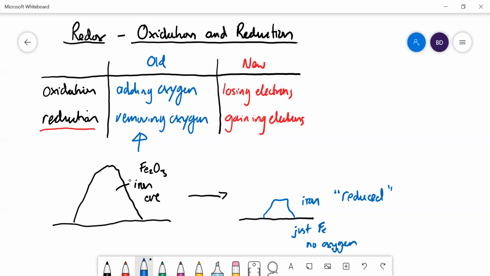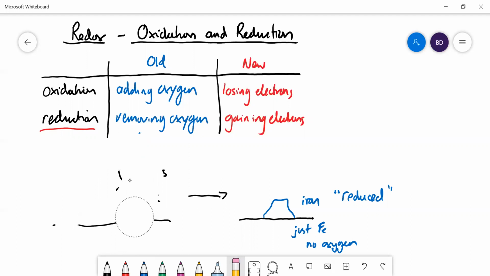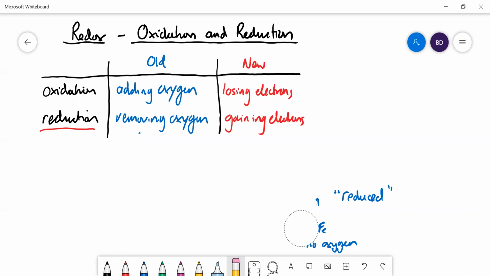I always used to think, why don't they just call it deoxidation instead of this stupid word reduction? But that's where it comes from, and we are stuck with it. All right. As I say, from GCSE, you know the new definition: oxidation is losing electrons, reduction is gaining, and you probably use the acronym OILRIG. Oxidation is loss, reduction is gain. So remember that.